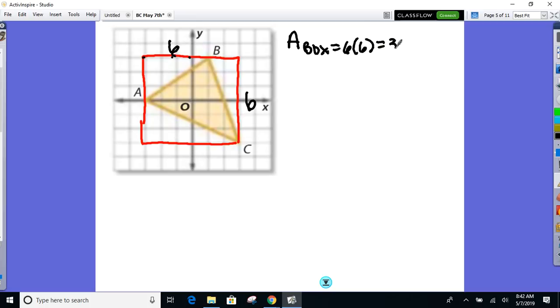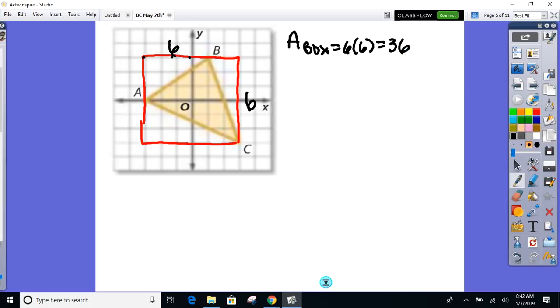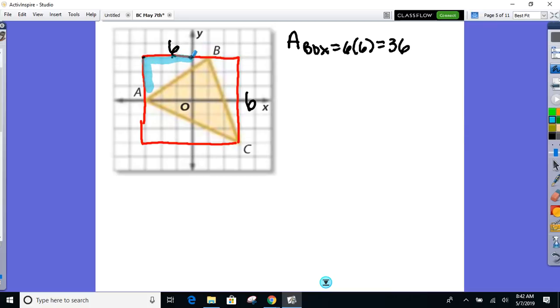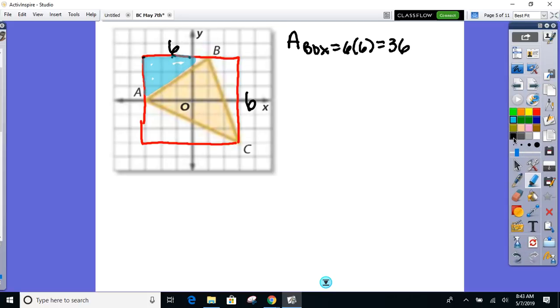And you'll notice when I drew the box, what type of figures ended up here? The unshaded ones. These are... Can you find the area of those? Pythag. What are you doing? Pythag. How about the area of a triangle?